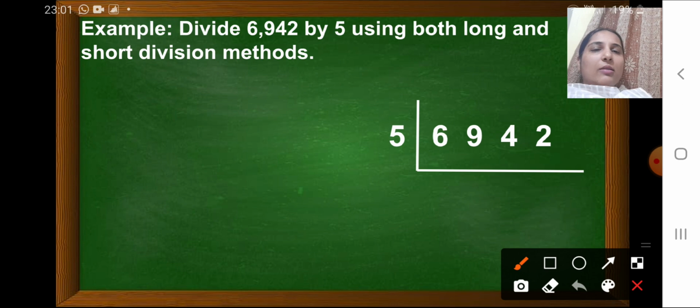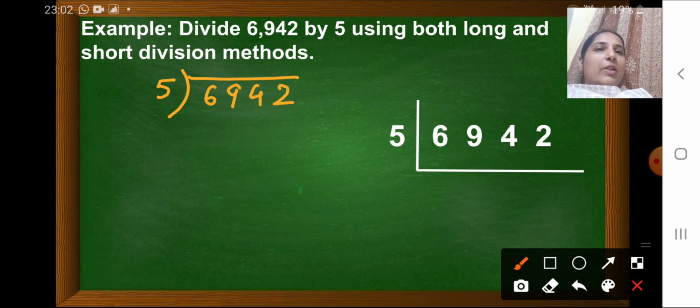So first we will write 5 here, and 6, 9, 4, 2. So first we will go for the first digit of the dividend, which is 6 here. So 5 ones are 5, that we will write here, and now we will subtract. So 6 minus 5, 1. Now we will bring down the next digit of the dividend, which is 9 here. So we will bring down 9 here.